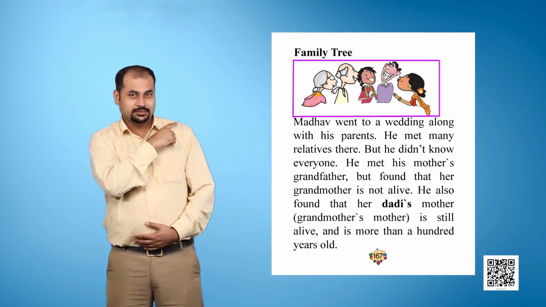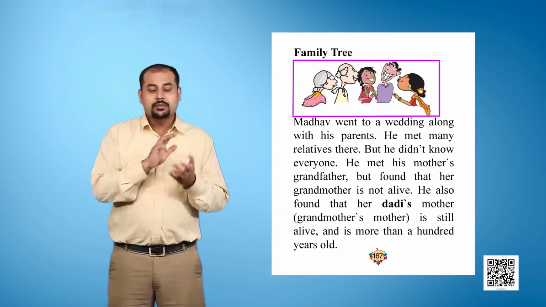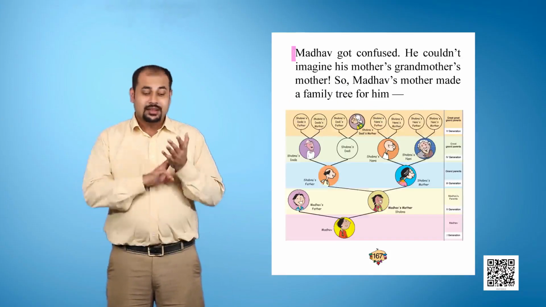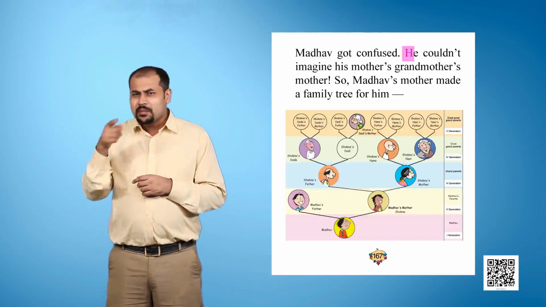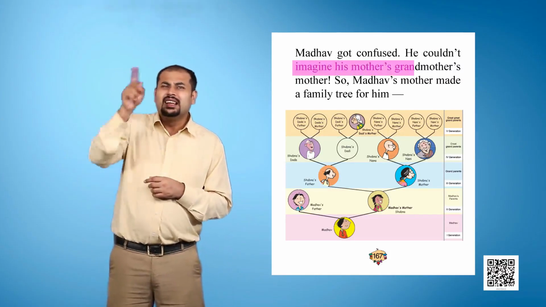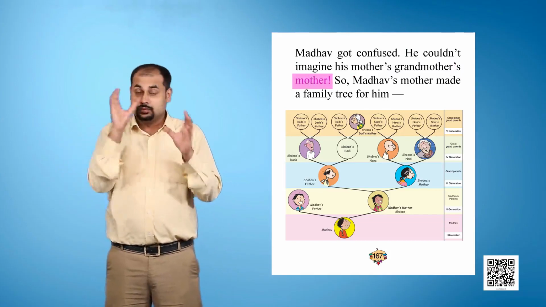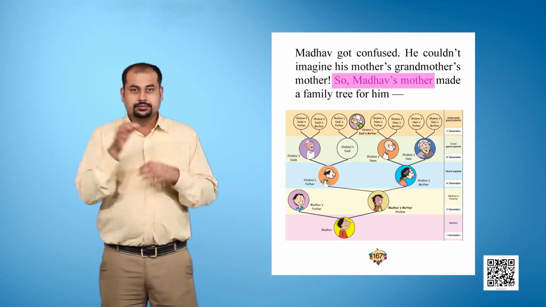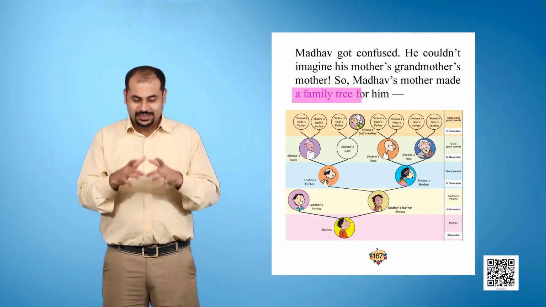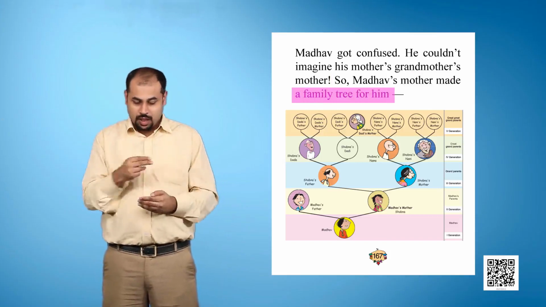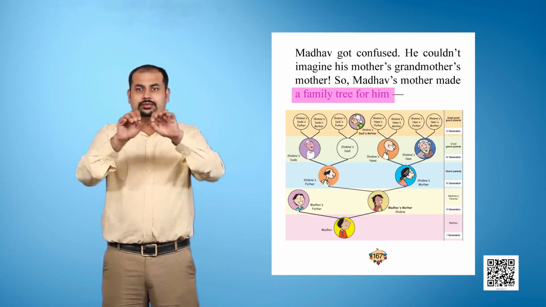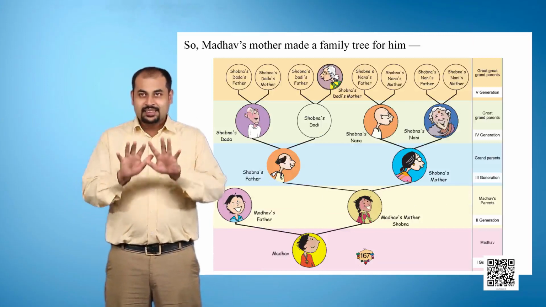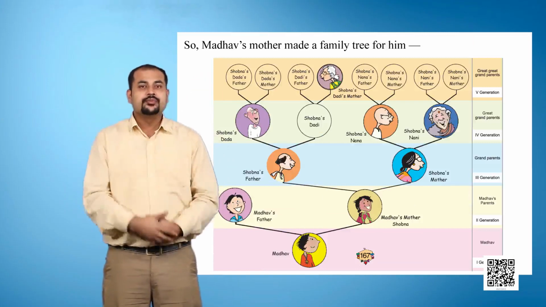On the top right corner of the page, there is a picture of Madhav at the wedding along with his parents. Madhav got confused. He couldn't imagine his mother's grandmother's mother. So, Madhav's mother made a family tree for him. On the page, a big family tree made by Madhav's mother for him.